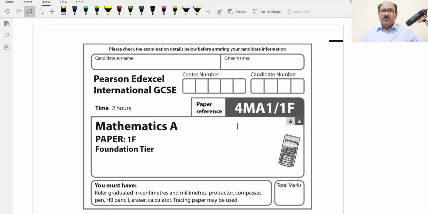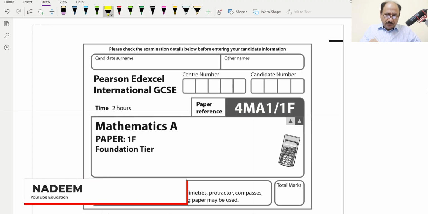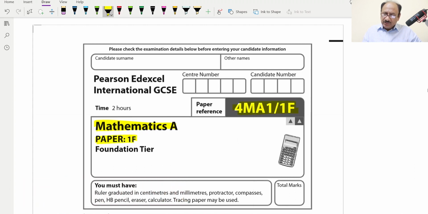Hello everyone. Today we'll be going through Mathematics A Paper 1F, 4MA1/1F. This is Pearson Edexcel.